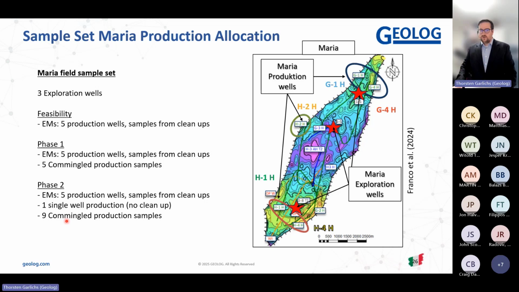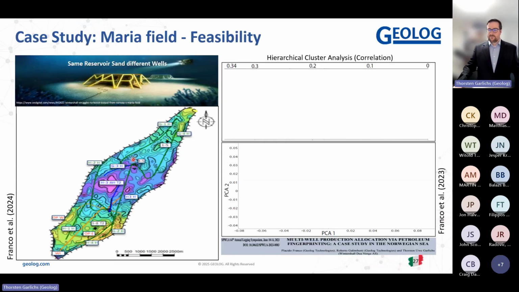So now we will go to the feasibility. On the left side, you see the Maria field. Now we go through the entire sections and will highlight well by well. On the top right part, you see the hierarchical clustering analysis, and this is based on the correlation between the samples. In the lower part, you see the principal component analysis. This was already presented in 2003 by Placido, Franco et al. So we start with the first well.